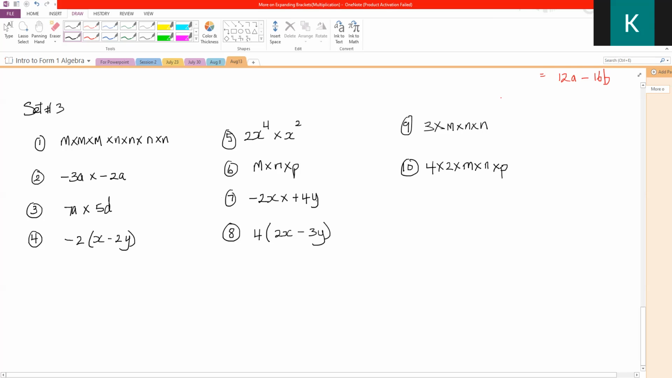Right, so this is the set, this is set number 3. We're working on these and then we correct, and then we're going to talk about a bit more difficult expanding bracket question, and if time permits, I'll introduce substitution as well.